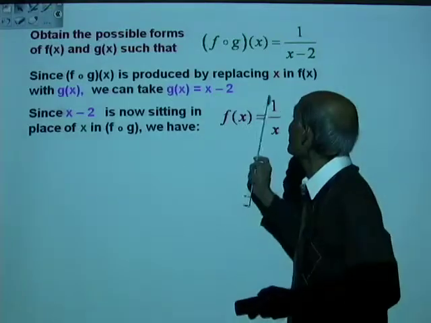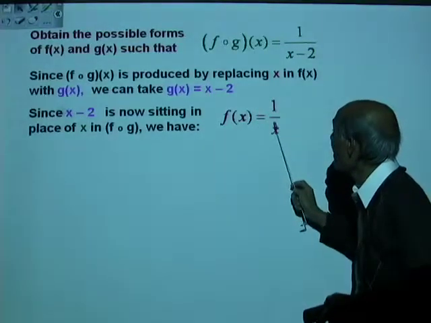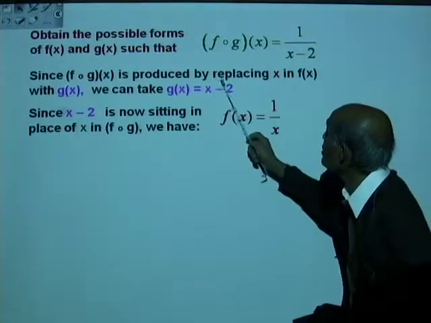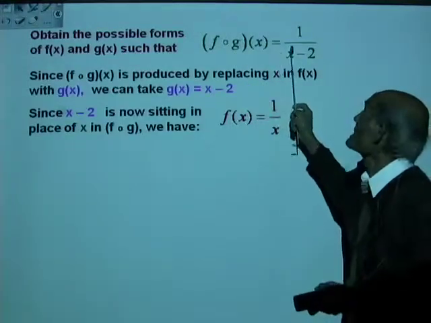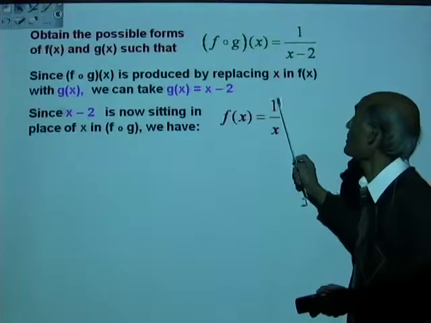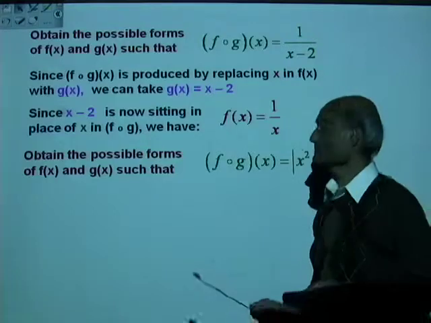F of x must be 1 over x. So in f of x equal to 1 over x, this x is replaced by this g of x to produce f of g of x. So we take x minus 2 as our g of x, then f of x will be 1 over x.